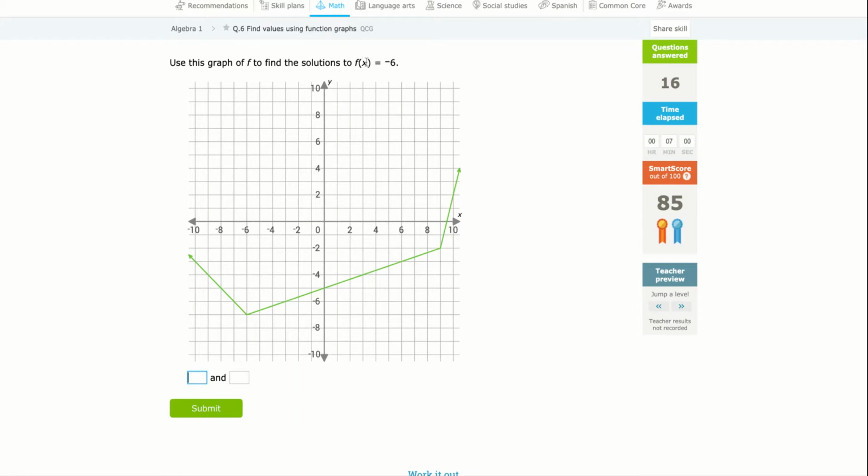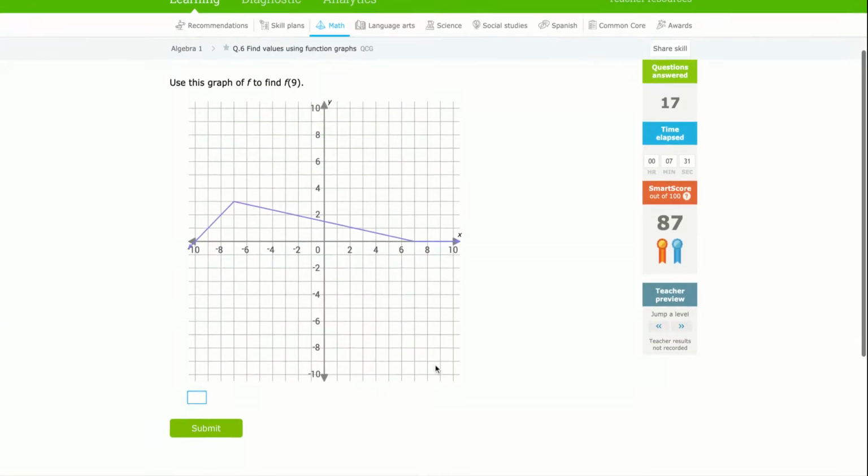Here we have f of x. Now this is function notation. It's f of x equals -6, which is saying the y value is -6, the output. So I come down here to -6, I look over, I have an input of -3, but further over, I have another point on the graph with an input of -7. So -7 and -3. So just be careful that you realize that when it says f of x equals, that's giving you your output.